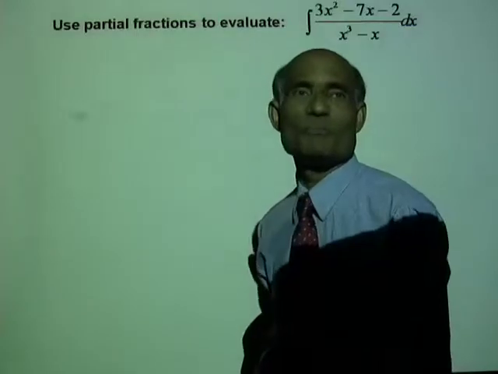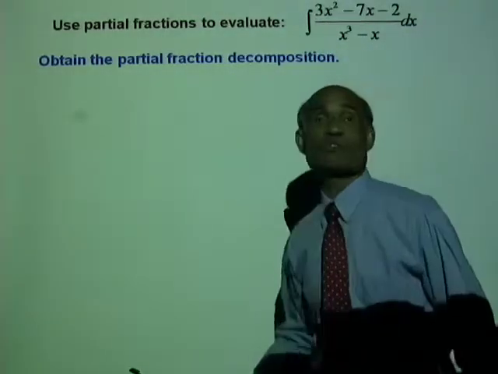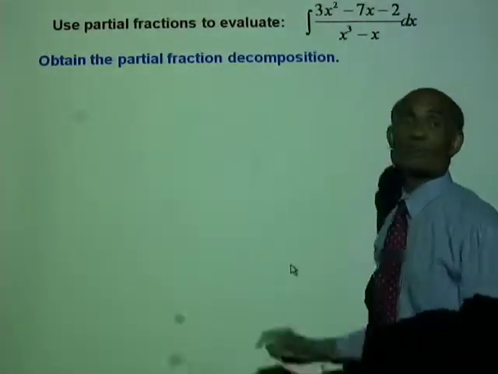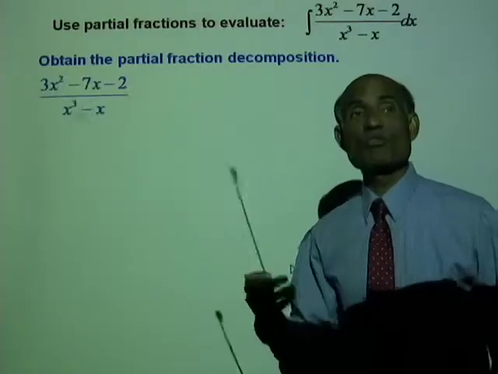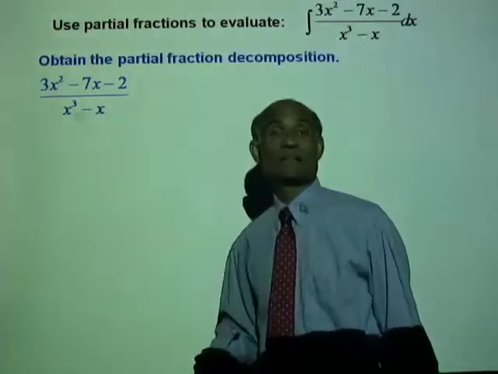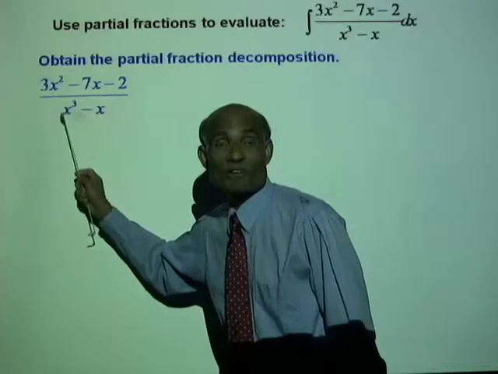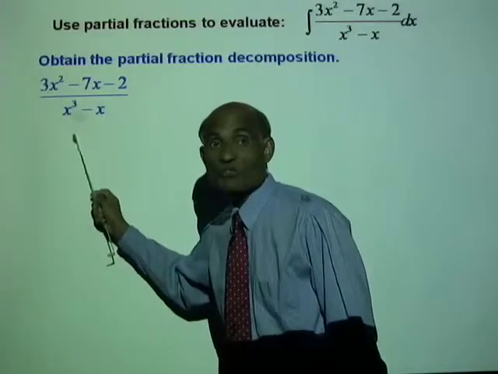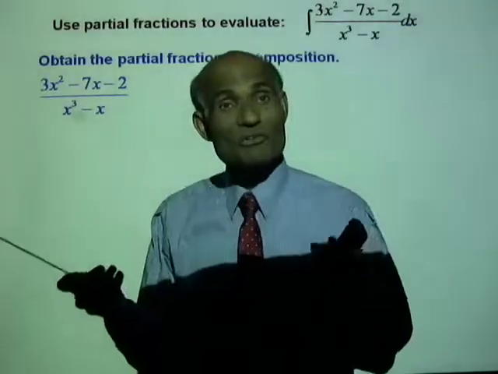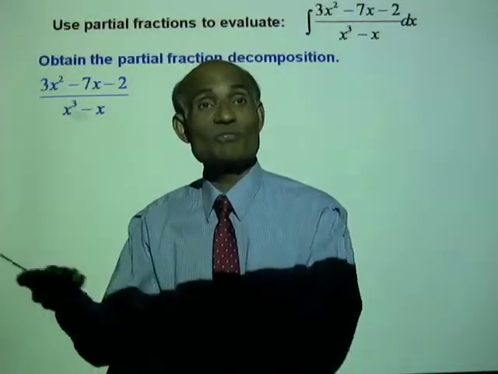Alright, what's the first thing to do? First, we try and obtain the partial fraction decomposition of this complex expression. And what's the first thing to look for? The first thing to look for is, can you factor the denominator? First of all, you see a common factor there, x. So that will be x times x squared minus 1. And x squared minus 1 can further be factored as x minus 1 times x plus 1.